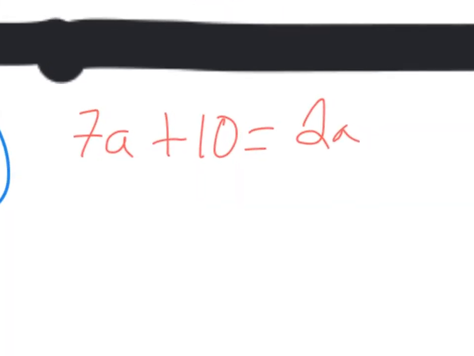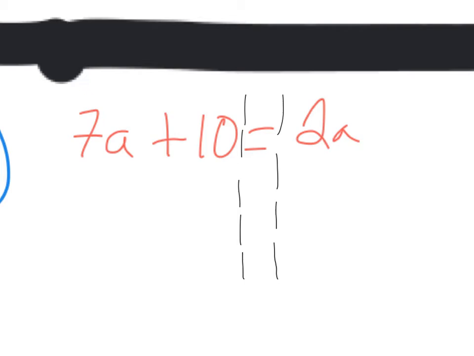Alright, we've got an equation: 7a plus 10 is equal to 2a. Let's go ahead and make our mirror. Now, like we learned in class, we want to get the variables all onto one side of the equation. So I'm going to take this 7a and move it from the left to the right side of the equation, and how we do that is by doing reverse order of operations and properties of equality.